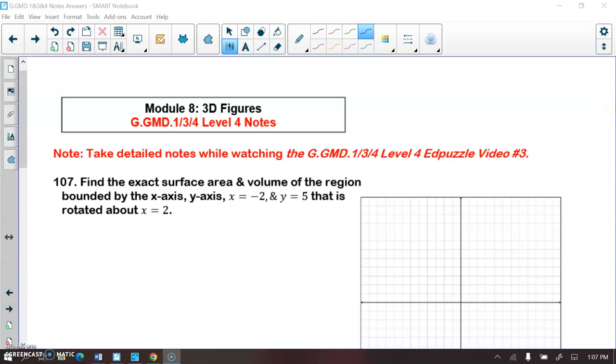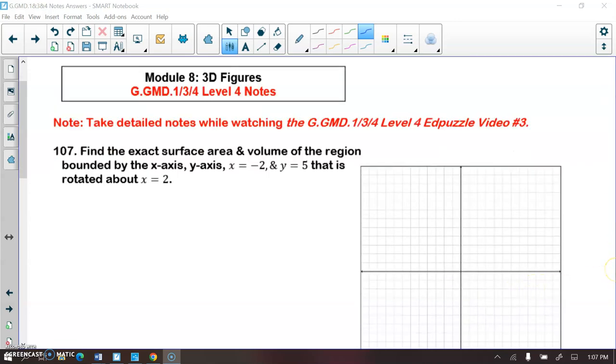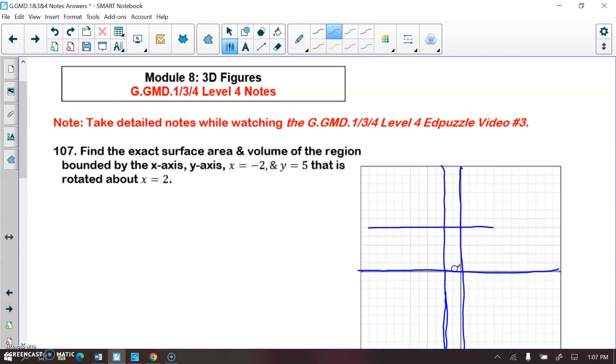All right, we're going to find the exact surface area and volume of the region that's bounded by the following lines. So let's draw our boundaries: the x-axis, the y-axis, x is equal to -2, which is a vertical line, and y is equal to 5, which is a horizontal line. So the region that is enclosed by all 4 lines is this region here.